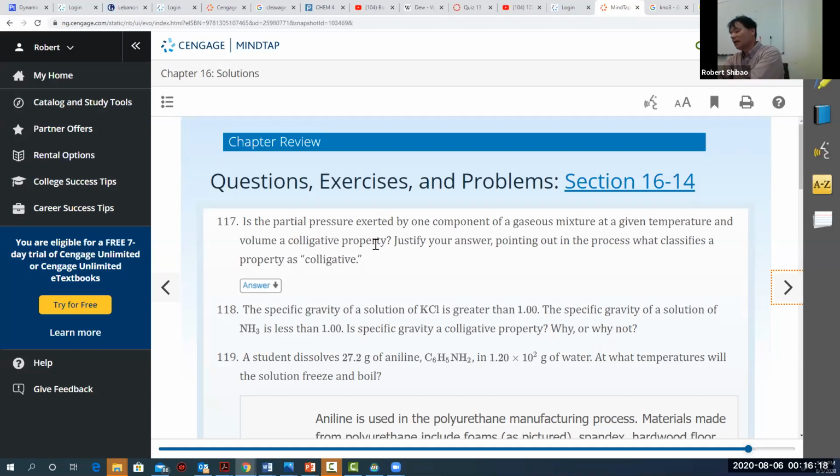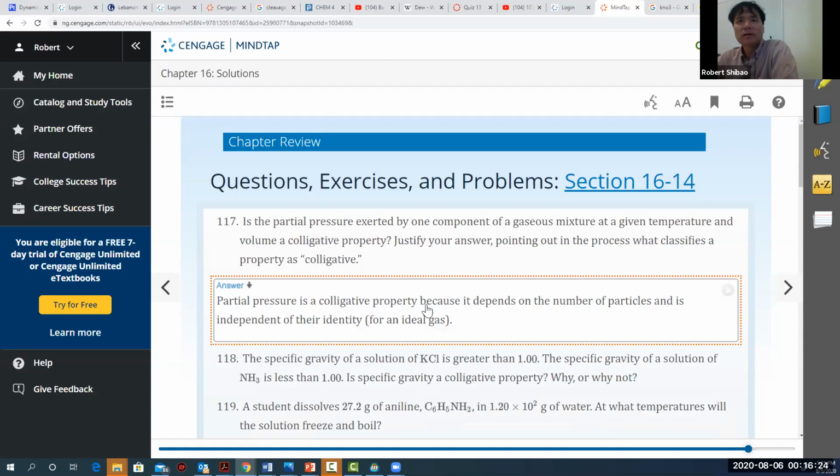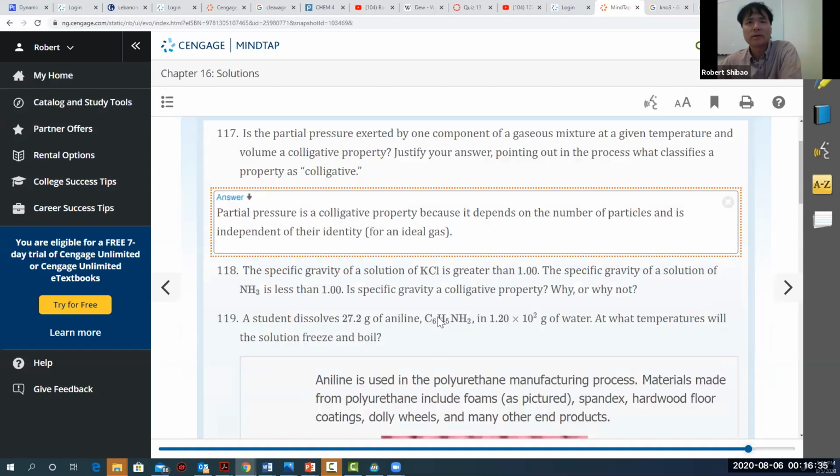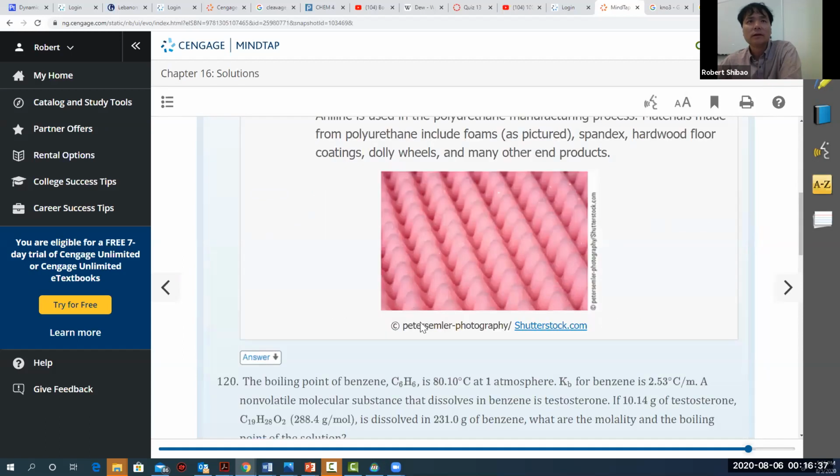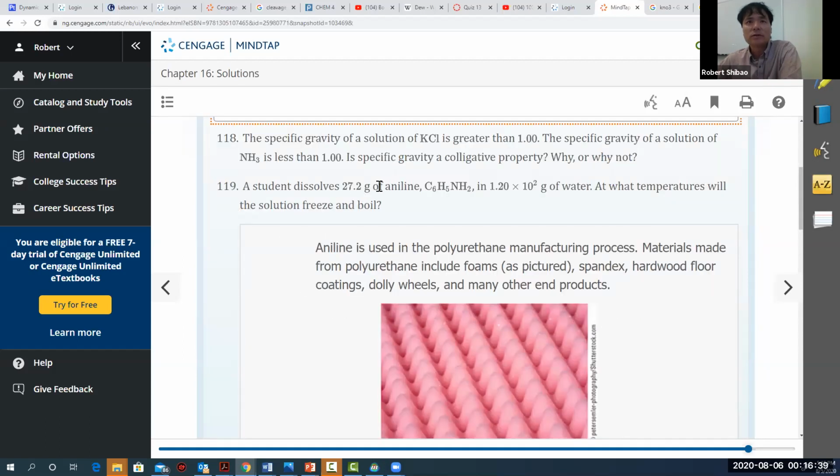Colligative is, I don't know what they're talking about. In a way, yes. In a way, no. Partial pressure is a colligative property because it depends on the number of particles and is independent of their identity. All right, so I guess yes. Partial pressure would go down or up depending on how many particles you have. That makes sense.